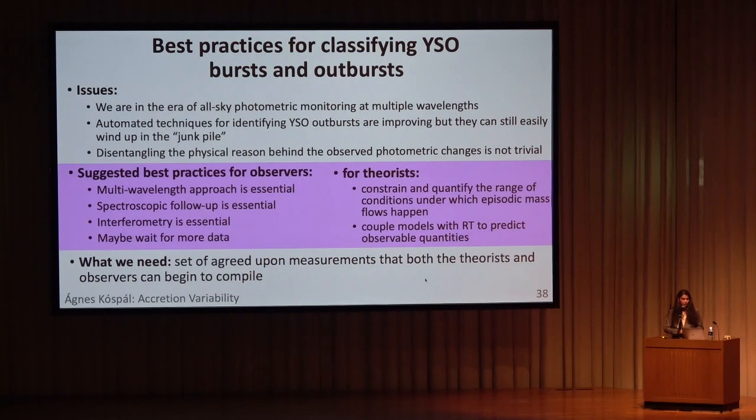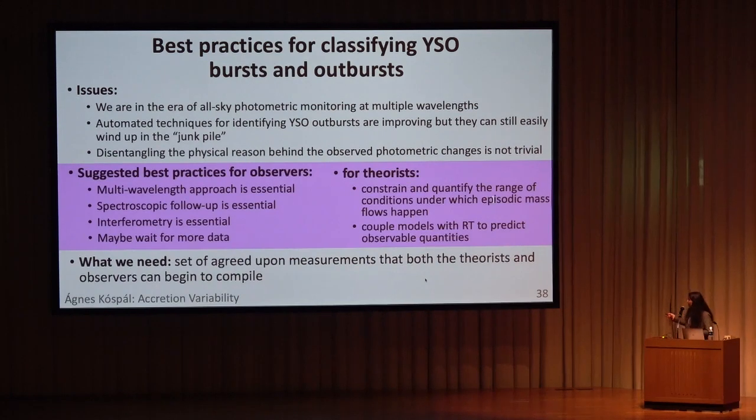And of course, follow-up is essential because disentangling the physical reason behind a certain brightening event is not trivial at all. So what I would suggest for observers is that a multi-wavelength approach is essential, spectroscopic follow-up is essential, spatially resolved observations with interferometry such as ALMA, NOEMA or even the VLTI are essential. And well, we have to be patient. Sometimes it's worth waiting for more data before making conclusions and publishing papers.